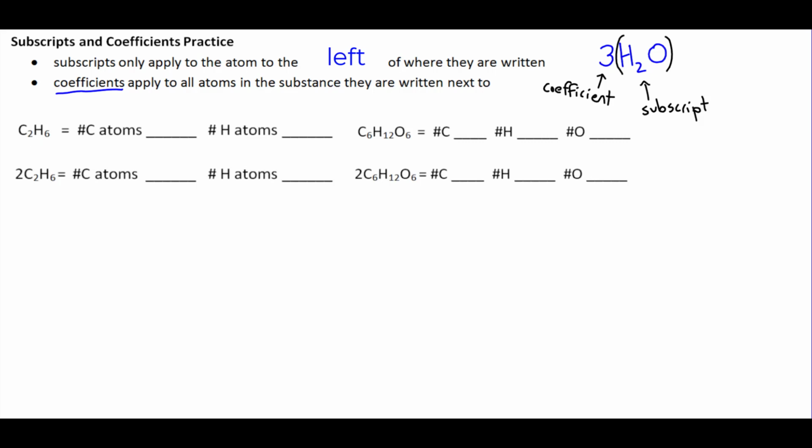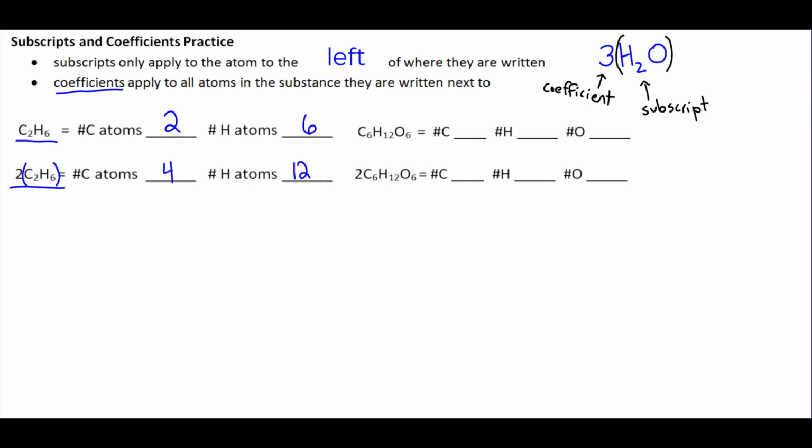Let's get a little bit of practice. In this molecule, C2H6, we're going to count the carbon atoms, and that would just be 2, and then the number of hydrogen atoms would be 6. But if we put a 2 out in front, remember that's kind of like putting parentheses around the molecule, and we're saying we have 2 sets of this molecule. And so now we'd have 4 atoms of carbon, and there would be 12 atoms of hydrogen.